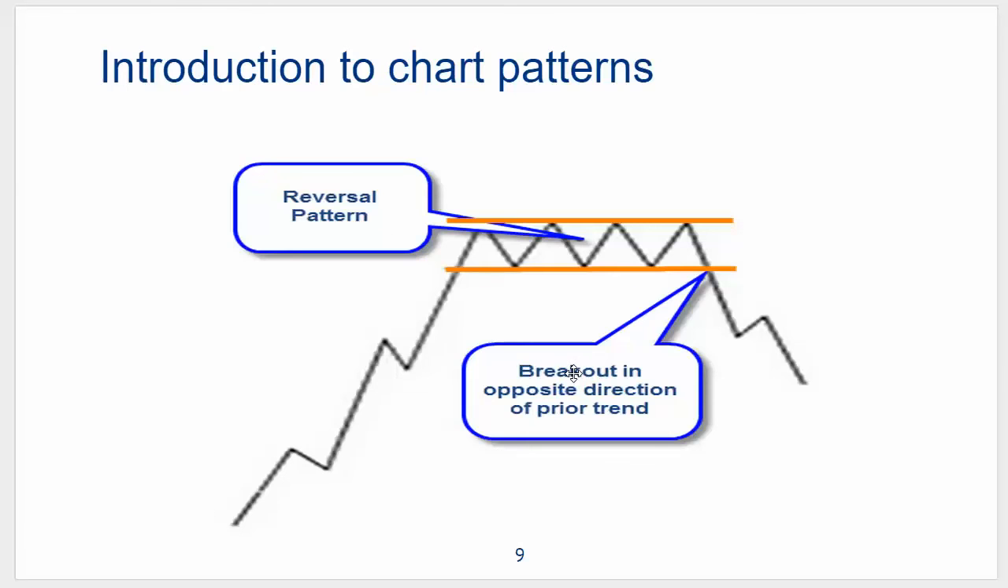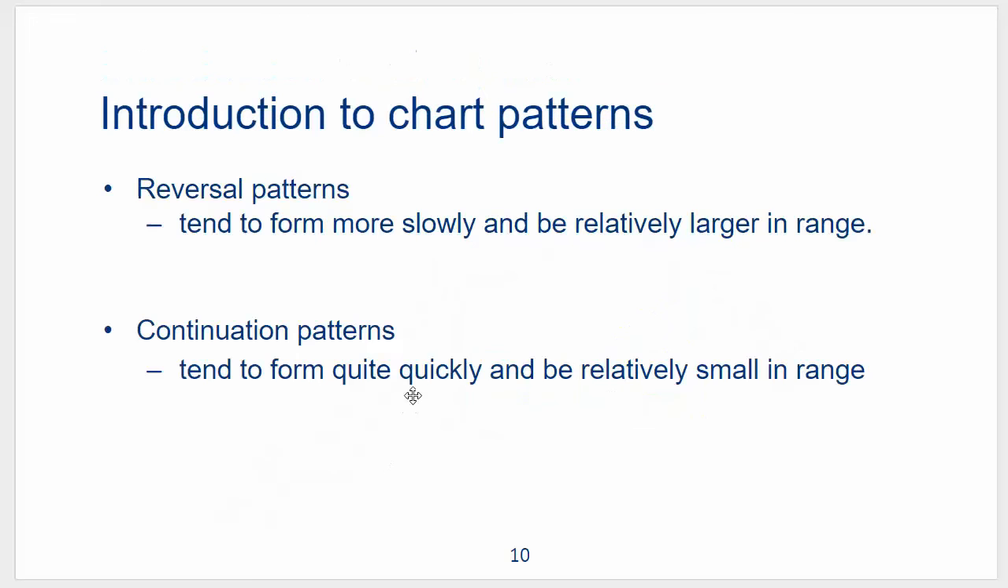For a reversal pattern, we have the breakout in the opposite direction to the prior trend. So here we have the trend leading into the pattern, the market making a series of higher peaks and higher troughs, an uptrend in place, a congestion area, the market closes down below the lower barrier and the trend develops to the downside in the opposite direction to the prior trend. That's a reversal pattern.